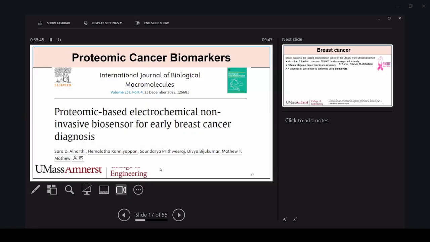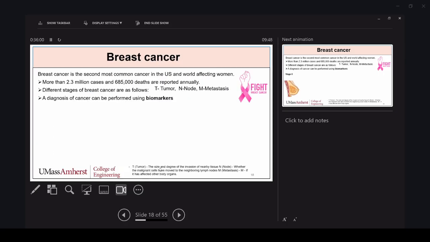In this work, we used only one biomarker. With only one biomarker, I cannot say, hey, you have cancer, right? I might create anxiety, and I might also be wrong. So to overcome that, we need to use a combination of different biomarkers. And then breast cancer, we worked on breast cancer, so I'll explain briefly about it.